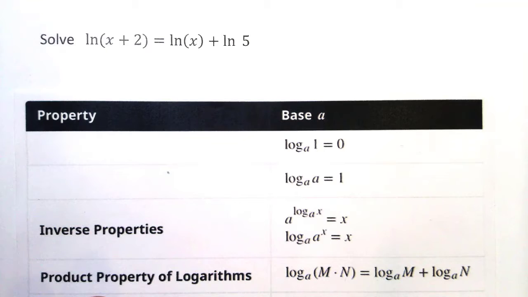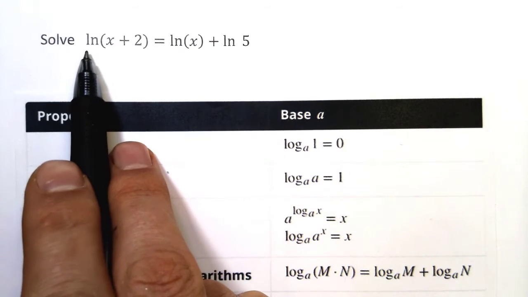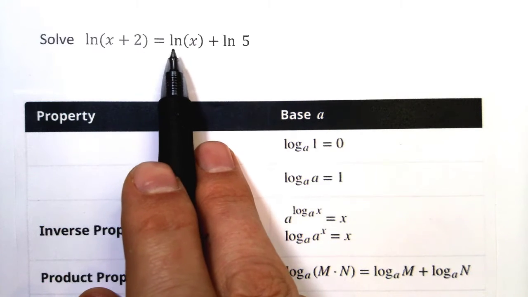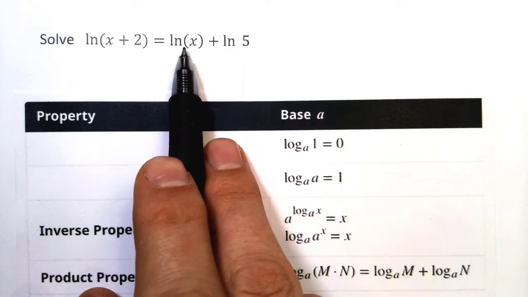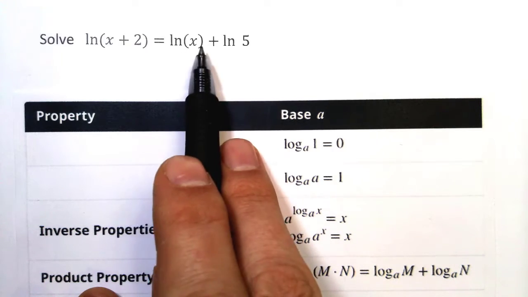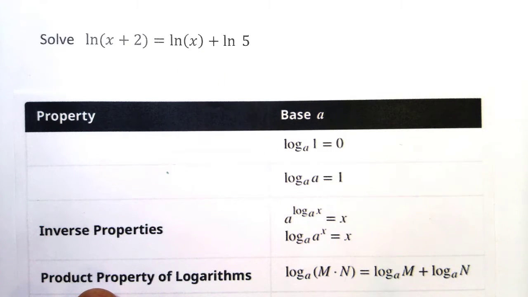Now, if we look at what we have here, on the left-hand side, that would be fine. I could just use that property on the left. But on the right, I have two separate logs. So what I'm going to want to do here first is combine these. So the first step is to combine the logs on each side of the equation.